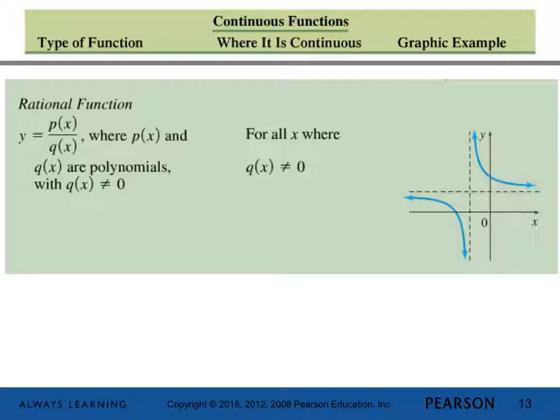The next function that we're going to look at is a rational function, a function where you have a fraction. And if you have a fraction, you know that by definition you have a numerator and a denominator. And if your variable is in the denominator, then whatever value of x causes the denominator to be equal to 0 would cause division by 0.